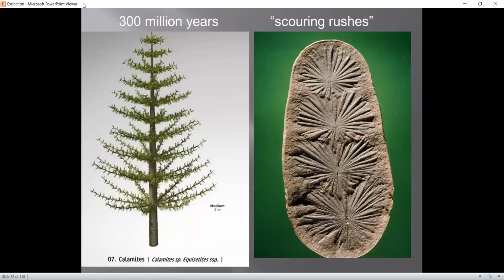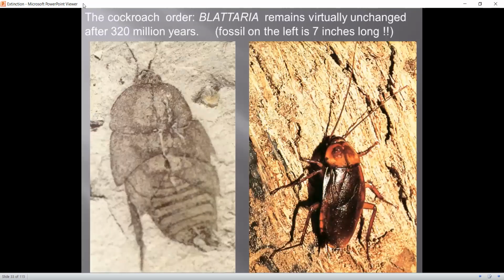Another one is Calamites, there's a specimen here from the Mason Creek locality in, I think, Illinois, maybe. I can't remember the state. Again, it goes back almost a third of a billion years. Calamites, a scouring rush. Getting back now definitely to a third of a billion years.